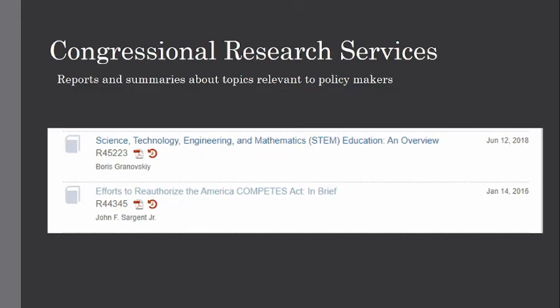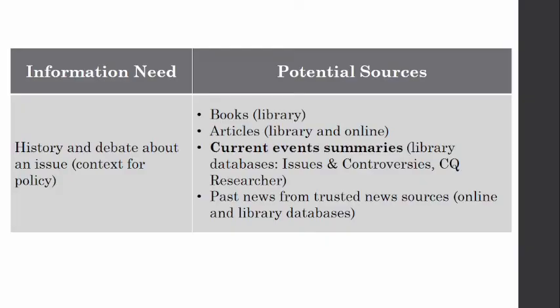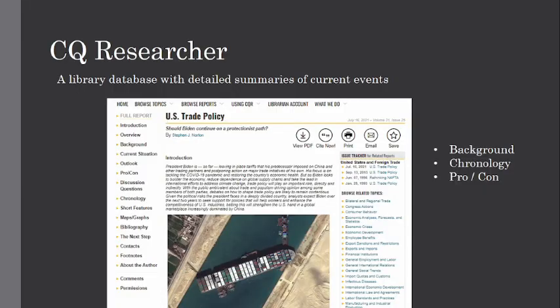You also need to learn probably some of the history and debate about the issue before the policy. And one of the most useful things for that are current event summaries, which the library has 2 databases that offer this type of resource, which is really useful. You might also look to past news. So again, things that have been written in the past about current events that were current at the time. Books are a really great way to get an overview, and we have a lot of ebooks that you can access online, and of course, articles.